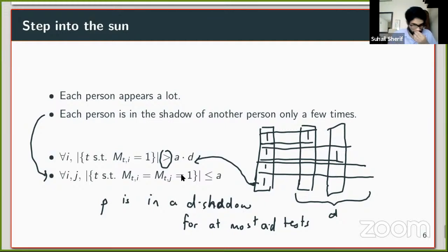And I'm going to leave a poll here, the same poll, launch. So the question is, is it clear how, if I have these two properties, then everybody is outside of the D shadow?